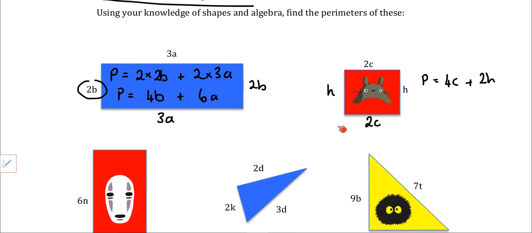Right, just out of interest, I didn't ask you to do this for homework. If I were to ask you for the area of this rectangle, what would you tell me?